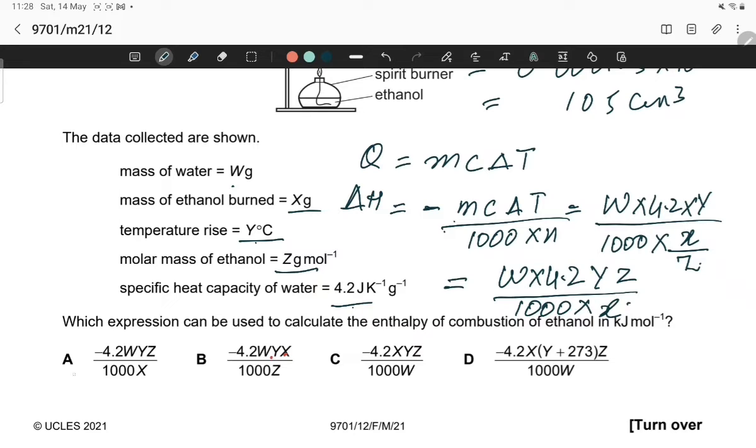So let's check this expression, and this is minus. Which expression can be used to calculate the enthalpy change of combustion of ethanol in kilojoule mole inverse 1? So A is 4.2 WYZ, W into 4.2 YZ. Yes, this is correct. And 1000 into X, 1000X is also correct. So this must be correct.